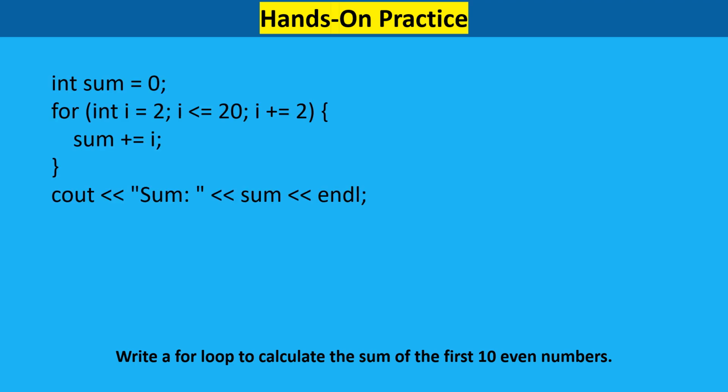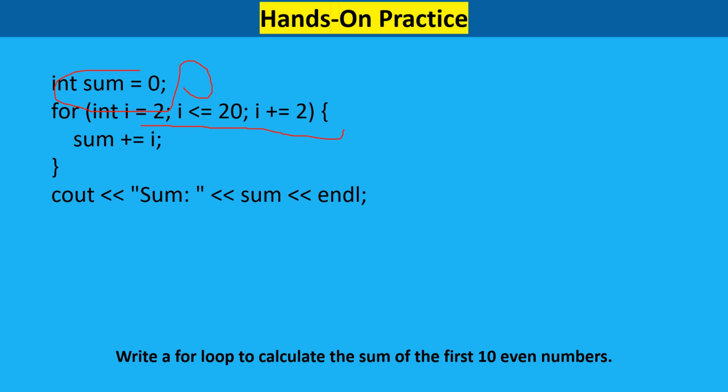So int sum: a variable named sum of type integer is declared and initialized to 0. This variable will be used to store the cumulative sum of even numbers. Initialization to 0 ensures that there is no leftover value from previous operations. For int i = 2; i <= 20; i += 2, this is the start of a loop that iterates through even numbers from 2 to 20.